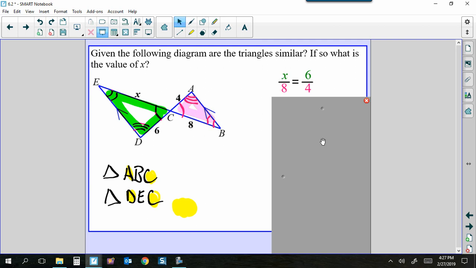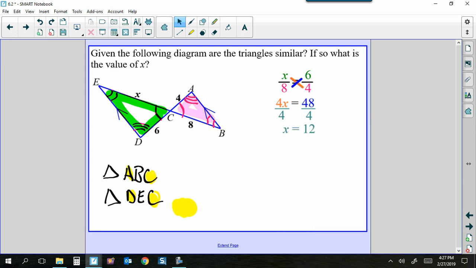All right, so now to solve this, you guys are going to cross multiply. So we are going to solve 4 times x, which is 4x, and you're going to do 6 times 8, which is 48. The next thing we're going to do is use the division property of equality. We're going to divide 4 on both sides, which gives me a final answer of 12. Super easy, not a difficult problem to do, so hopefully you are able to figure out how to do that. All right, let's go ahead and move on to the next one.